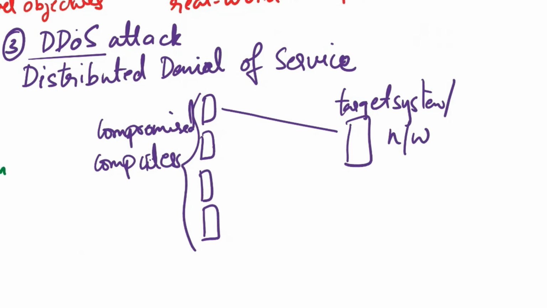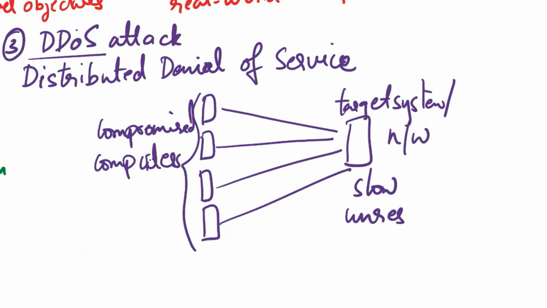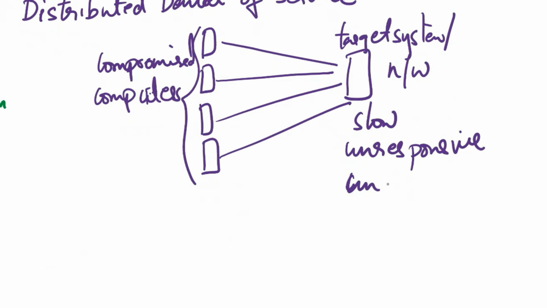These compromised computers are used to flood the target system or network with a massive volume of traffic. This massive volume of traffic overwhelms the target system or network, causing it to become slow, unresponsive, or completely unavailable to legitimate users. The goal of a DDoS attack is to disrupt the normal functioning of a website, service, or network, often resulting in financial losses, reputational damage, and inconvenience to users.